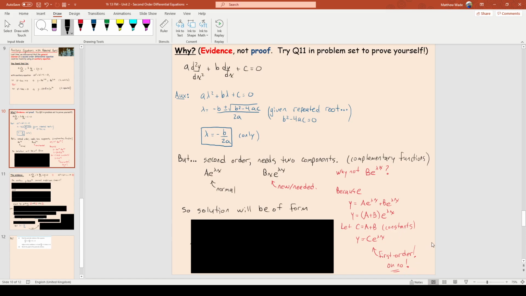It becomes c e to the lambda x. But oh no, that's only got one component. So that's a first order solution, not a second order solution. So we broke it. So how do we fix it? By introducing this x. Why? You'll see in a minute.